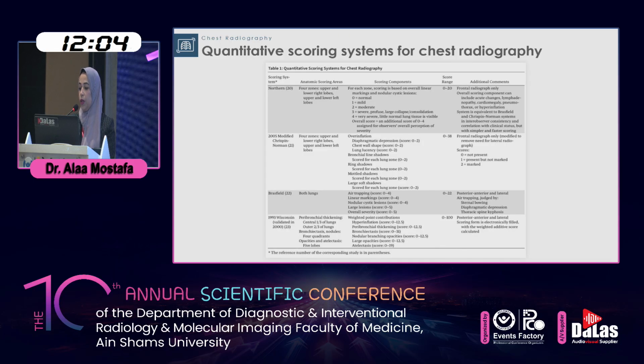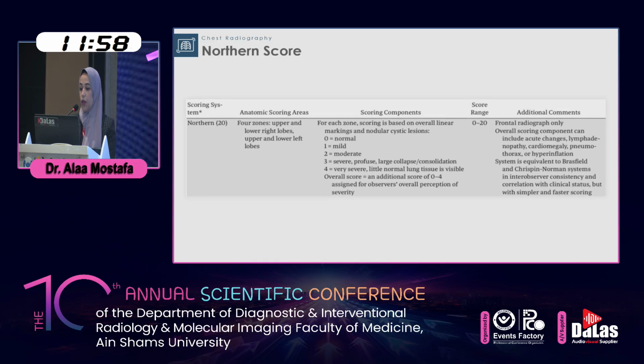Now, we will talk about the new quantitative scoring systems for chest radiography in the evaluation of cystic fibrosis. The Northern score quantifies radiographic abnormalities in cystic fibrosis. It's useful for tracking disease severity over time. It depends on dividing the lung into 4 zones: upper and lower right lobes, upper and lower left lobes. Each zone is scored based on overall linear markings and nodular cystic lesions. 0 is normal, 1 is mild, 2 is moderate, 3 is severe, and 4 is very severe.